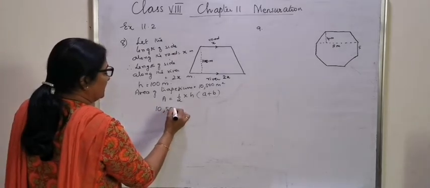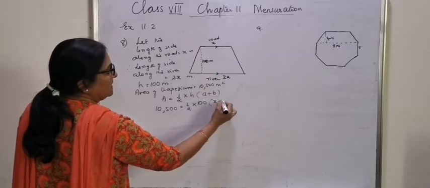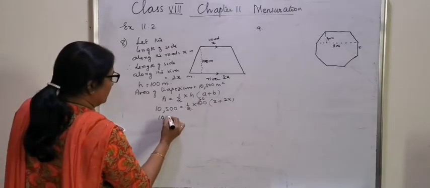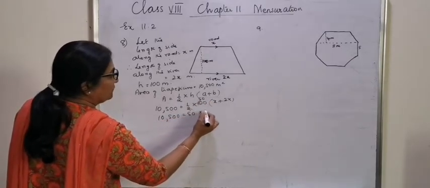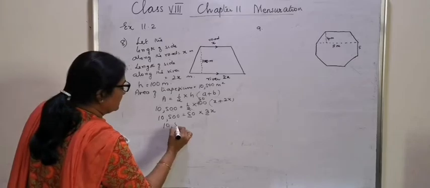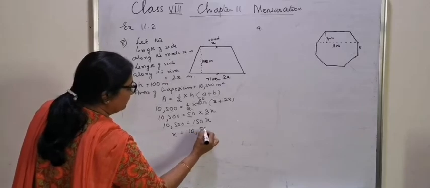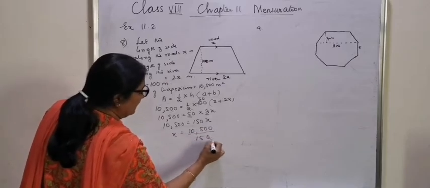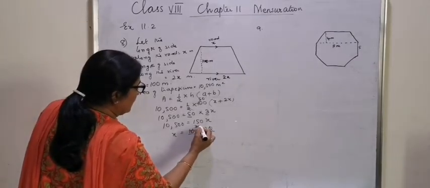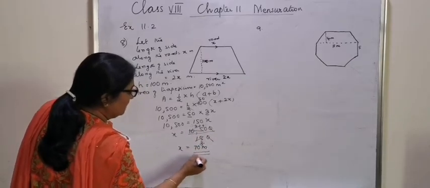Let's substitute. 10,500 is equal to half into the height, which is given as 100, into a plus b, x plus 2x. Half of 100 is 50. 10,500 is equal to 50 into 3x. 50 into 3 is 150. So 10,500 is equal to 150x. x is equal to 10,500 divided by 150. Reduce with 5. 5 threes are 15 and 21. So this is 70. So the value of x is 70 meter.